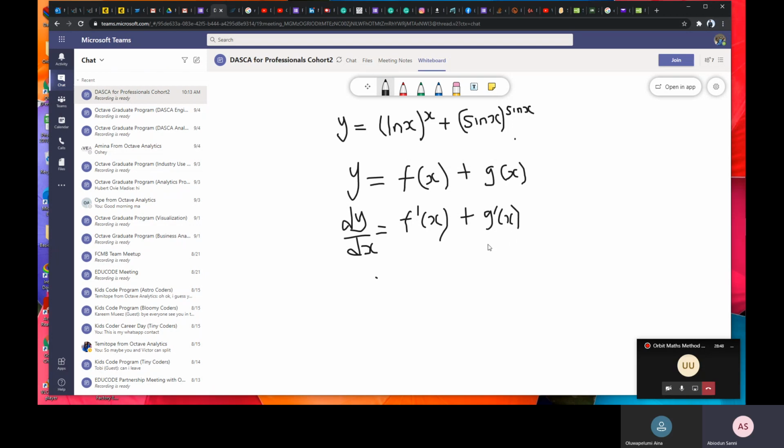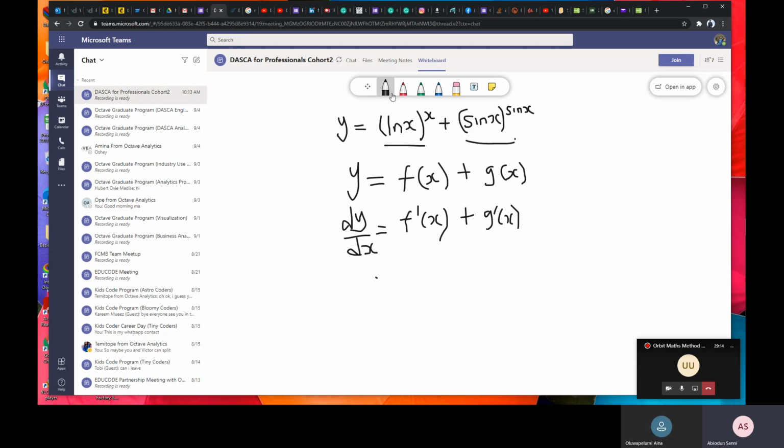What is this in essence? It means the derivative of y is the derivative of f of x plus the derivative of g of x. That is, differentiate f of x to get f prime of x, plus differentiate g of x to get g prime of x. So it means that I can take the derivative of this and this separately, then add them together. Are you with me? Yeah.